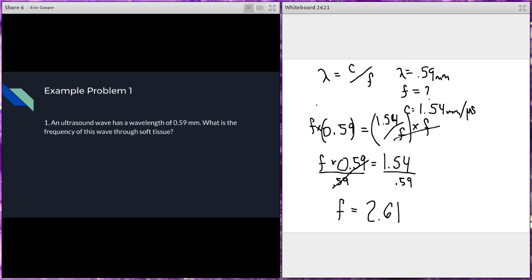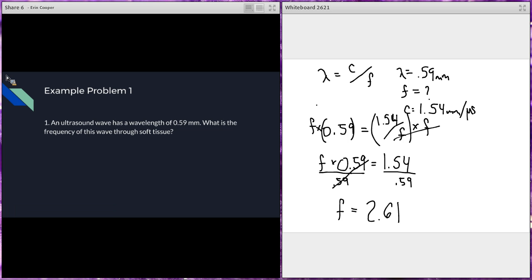All right, great, we calculated frequency, but we're not quite done yet. Remember that frequency also has units. So our units for this is going to be megahertz. So I'm going to write that out. Remember, it's going to be a capital M because it's mega and not milli. So there is our final answer to our sample problem number 1. The frequency of this particular wave is going to be 2.61 megahertz.